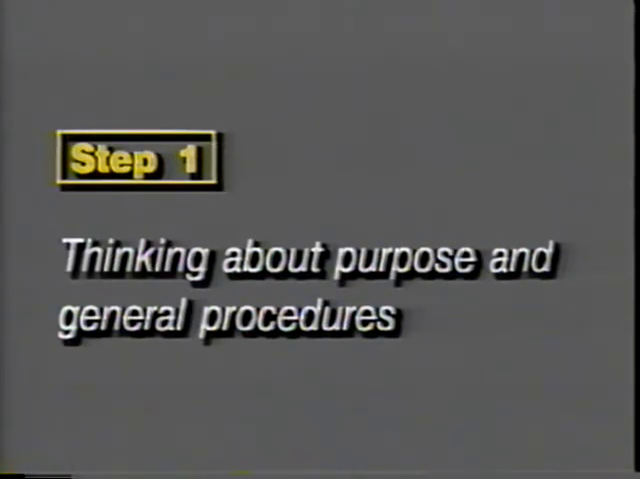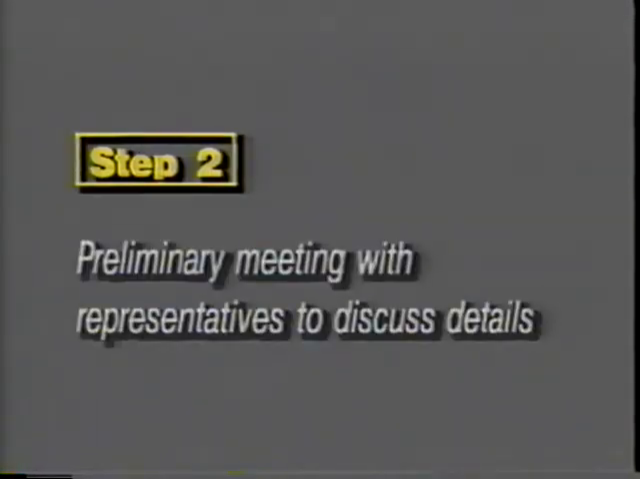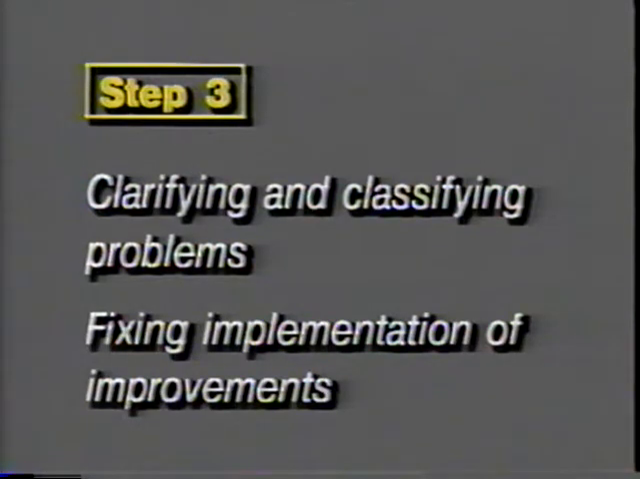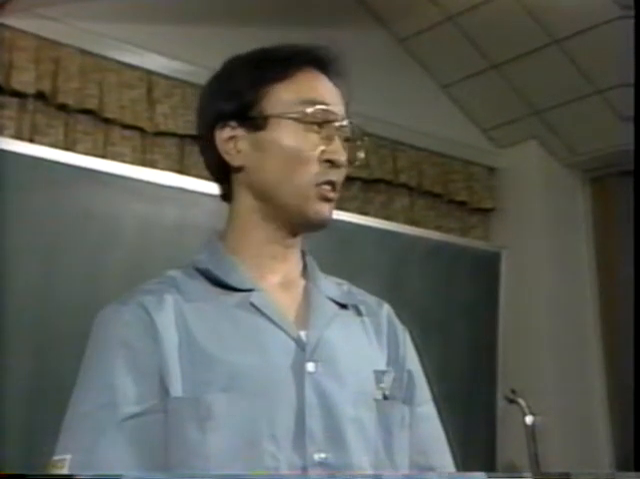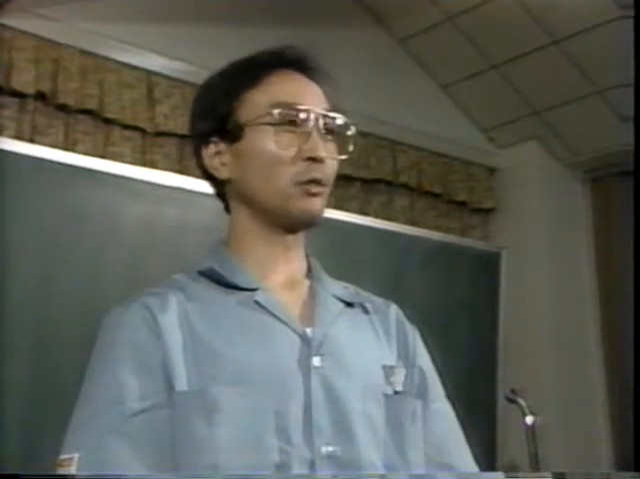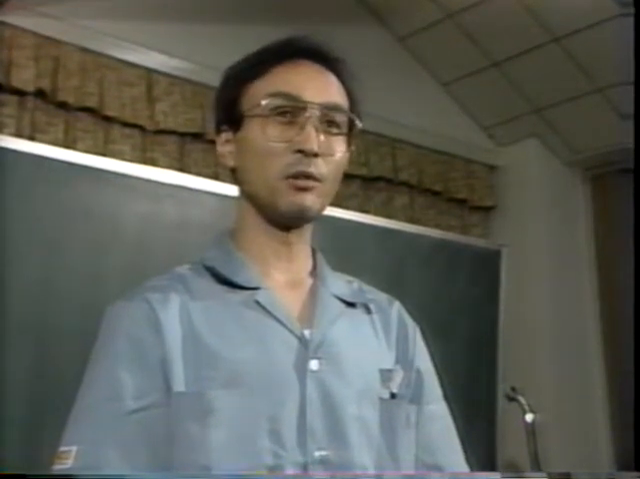Step 1. The people in charge must think carefully about the purpose and organization of the meetings. Step 2. A preliminary meeting is needed to discuss details with team representatives. These 2 steps represent the preparation stage. Step 3. All the problems must be clarified and classified, and decisions made about how to proceed with improvements. This can be regarded as the implementation stage. Now let's see how the meetings themselves should be conducted and what points you have to watch out for.